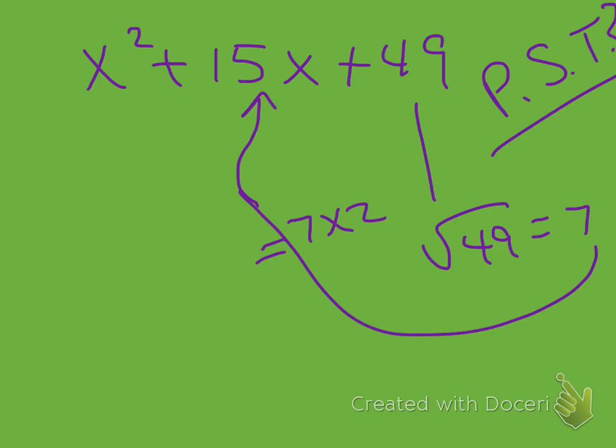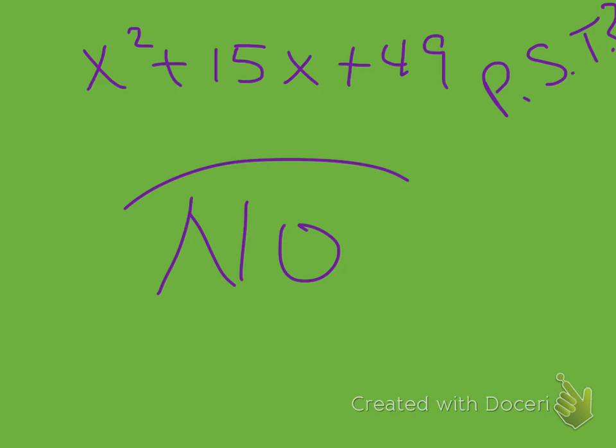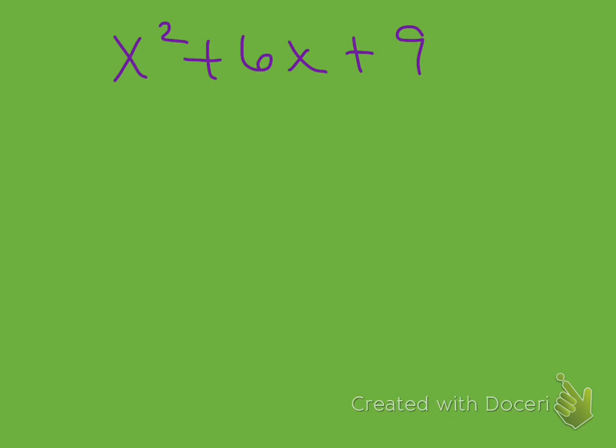There's no factoring to be done. This is not a perfect square trinomial. We can just say no, and we're done with that part. There's no factoring for this one, at least not in the perfect square trinomial department. This is not a perfect square trinomial. Let's do another one. Is this a perfect square trinomial?